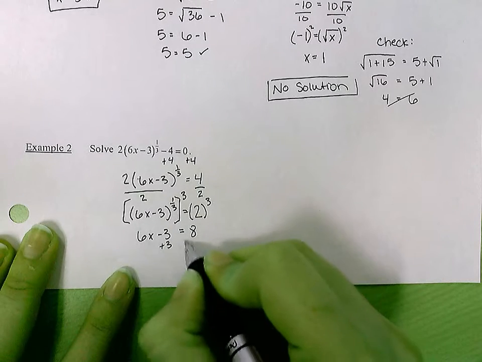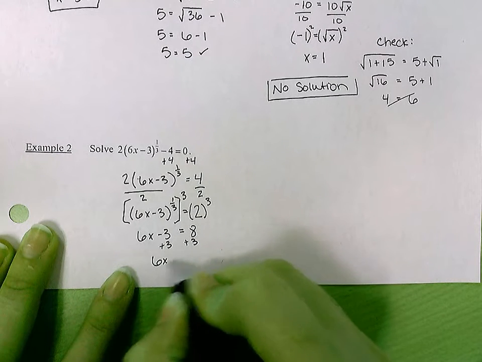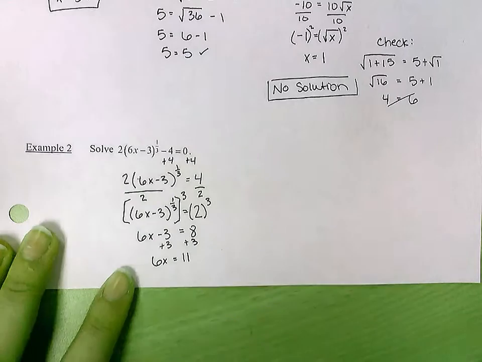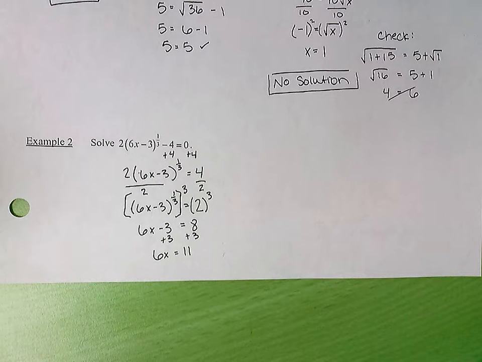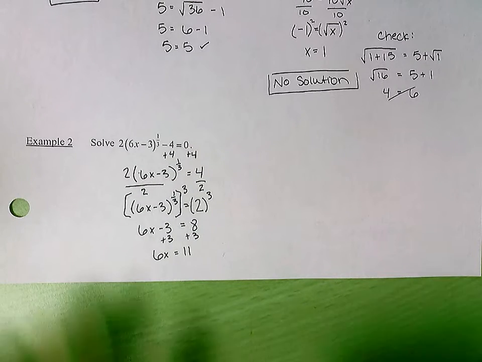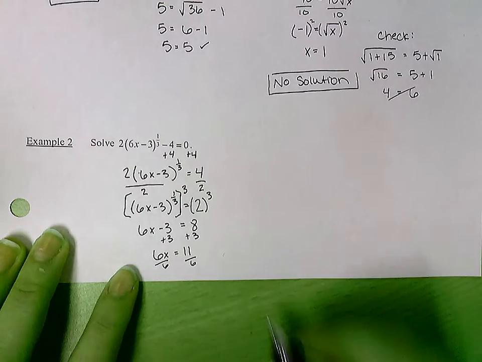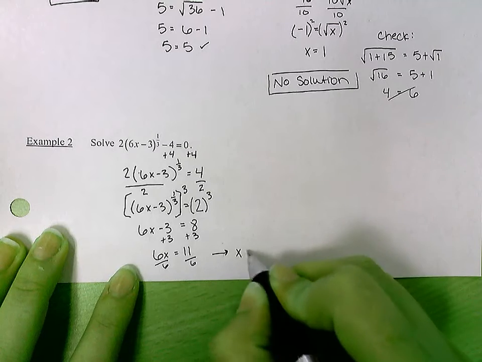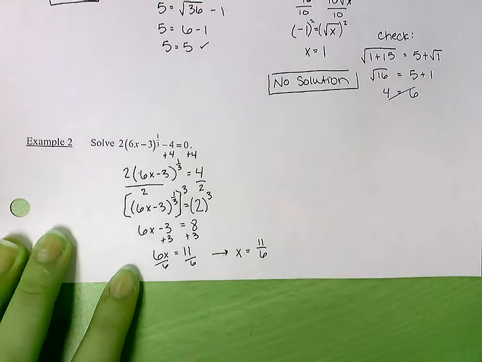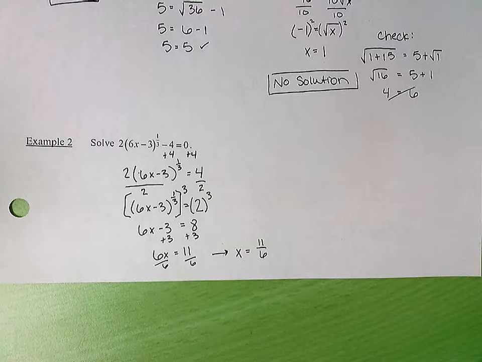Add 3. Okay, so I have 6x equals 11. Divide by 6. Okay, so x should be equal to 11 over 6. And I'm going to leave it like that so it's a little bit easier to check.